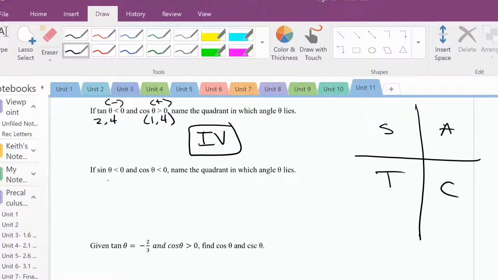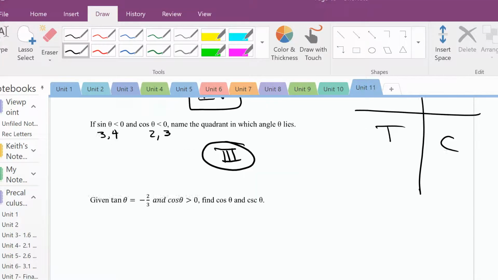For the next one, if the sine of theta is negative, meaning it has to be in the third or the fourth, and the cosine is negative, meaning it's in the second or third, that means the quadrant that the angle lies in is the third.